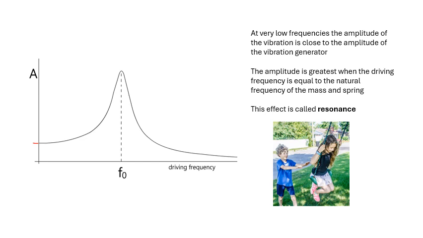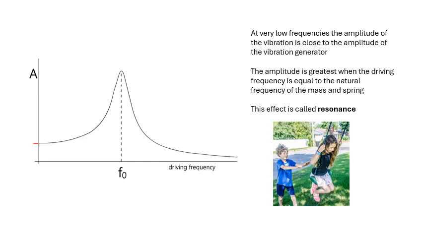And then at higher frequencies, it goes down again. At very, very high frequencies, the amplitude of the mass is almost zero. But the important thing here is that the amplitude is greatest when the driving frequency is equal to the natural frequency of the system. And this effect is called resonance. Remember, learn this sentence: when the driving frequency equals the natural frequency of the system, we get large amplitude oscillations.